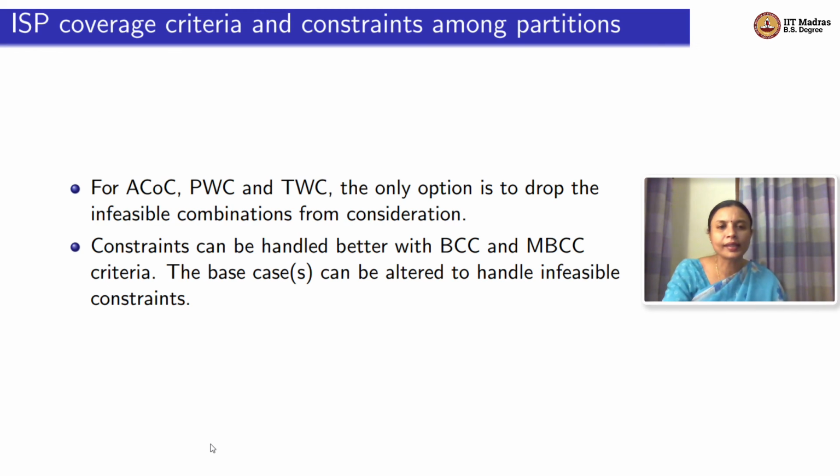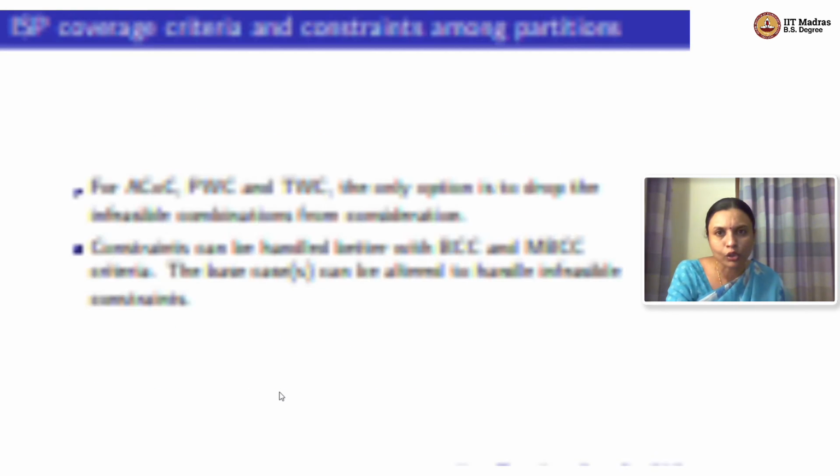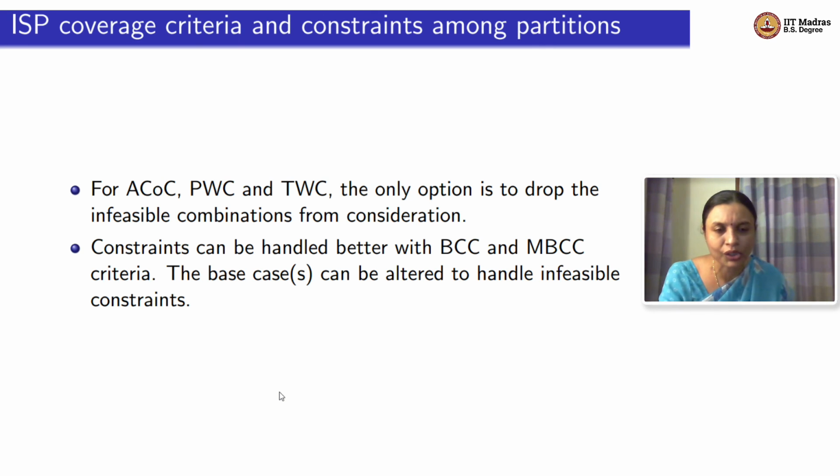So whenever you have these constraints, you can't take purely syntactic coverage criteria like all combinations coverage, pairwise coverage and t-wise coverage. If you take them, then you have such constraints as we saw in the example, you just drop them. You can't make them feasible at all because they correspond to invalid combinations. But if you choose base choice or multiple base choice coverage, maybe you can handle some of these cases by altering the base choice to make sure that the infeasible combinations don't come.